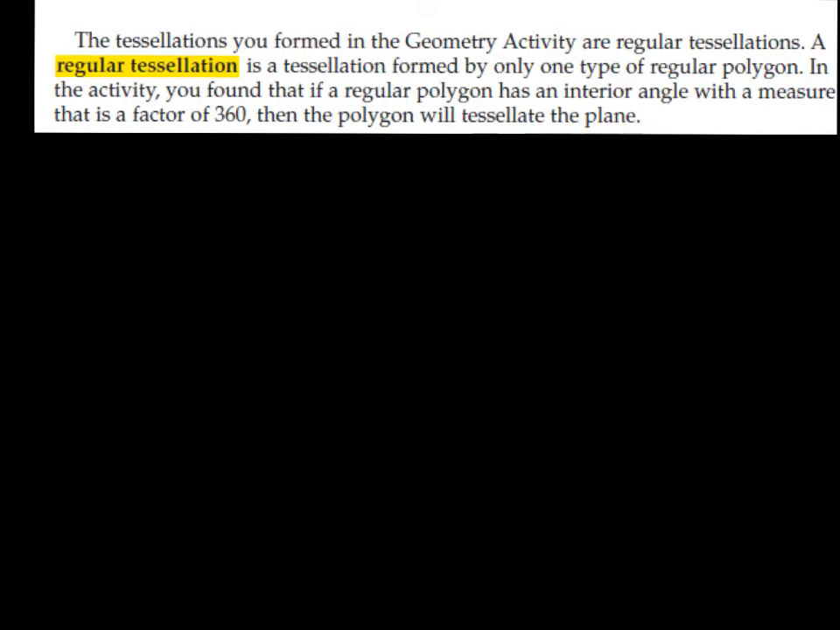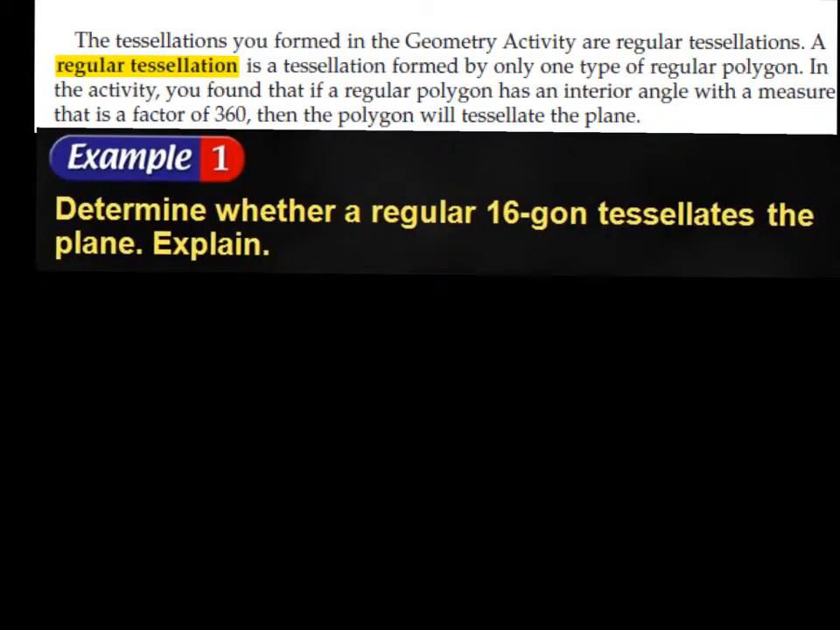In the activity, you'll find that if a regular polygon has an interior angle with a measure that is a factor of 360, then the polygon will tessellate in the plane. For our first example, they ask us to determine whether a regular 16-gon tessellates in the plane.